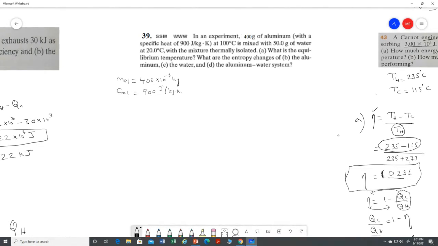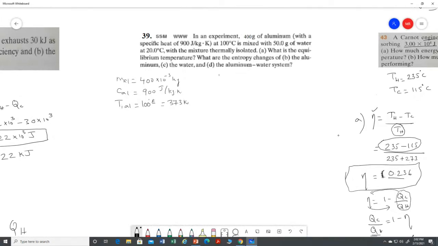And then the initial temperature of the aluminium is given. So T initial of aluminium is 100 degrees Celsius. I will convert this in terms of Kelvin. So what you have to do? You have to add 273 here. So then it becomes 373 Kelvin.